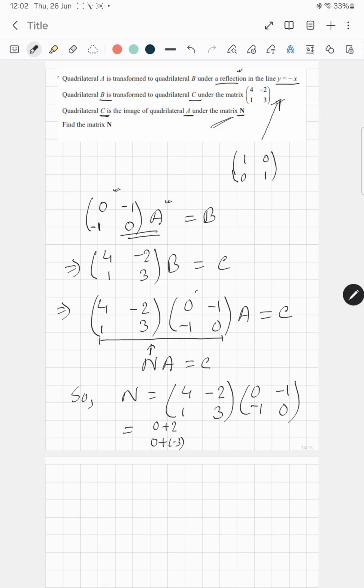And here 4 times minus 1 is minus 4, plus minus 2 times 0 is 0. Similarly, this row into column, 1 times minus 1 is minus 1, 3 times 0 is 0. So ultimately you will have a matrix of 2, minus 3, minus 4, minus 1, and that is your final value of N.